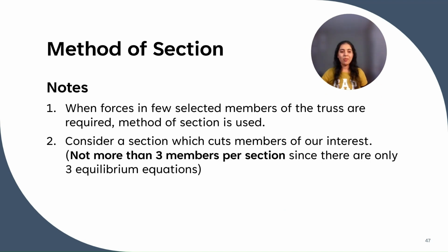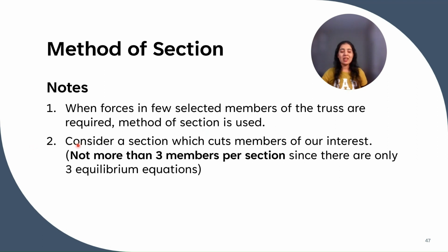Some important points about the method of section. First is when forces in few selected members of the truss are required, then only this method of section is used. Instead of solving joint by joint and then finding out the member forces, here the required members are cut with a section and the force in that members is found out.